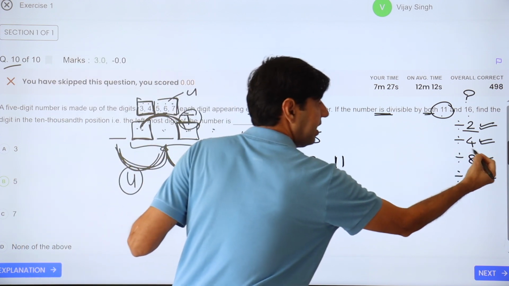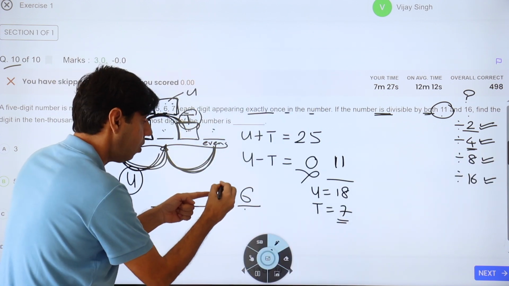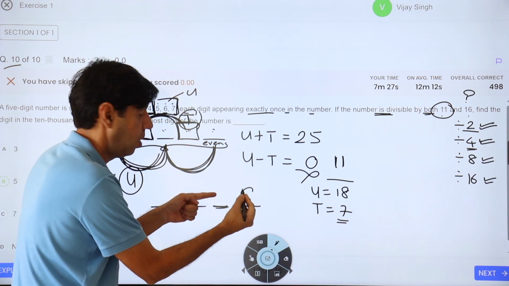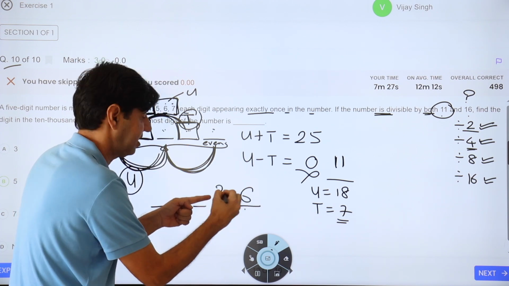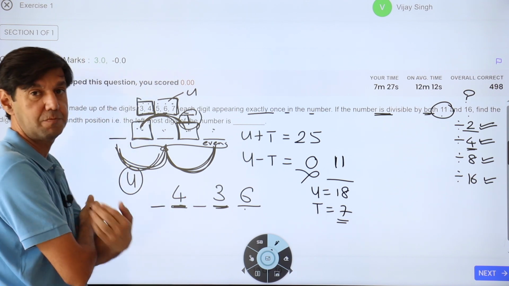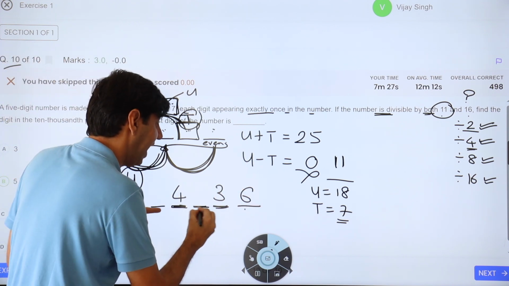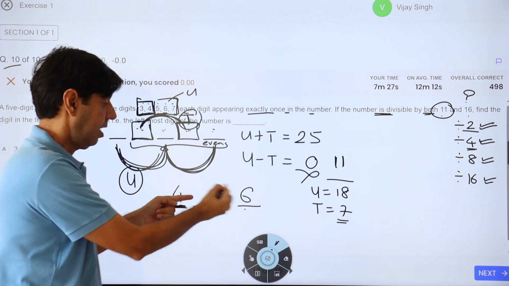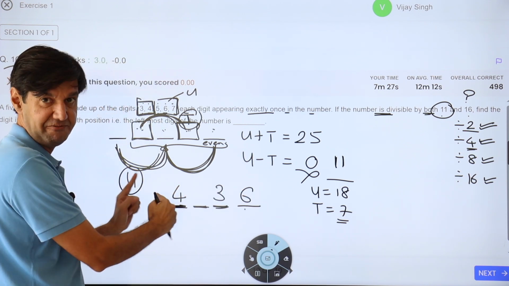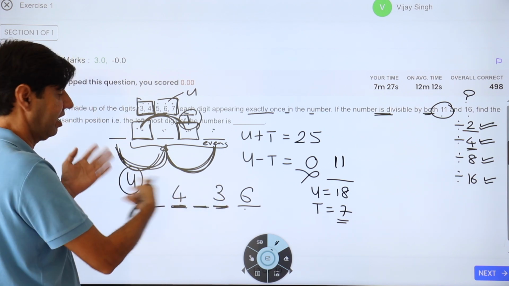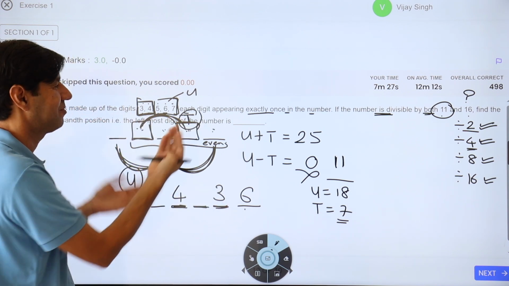Now remember, it should be divisible by 4. So a 46 is not making it divisible by 4. So this has to be a 36. If this is a 36, this has to be a 4. Now I want this number to be divisible by 8 also. Right? So now 7 and 5 are left. Where will which go? Either 5, 7 or 7, 5. You can even write it and divide and check it up, students.